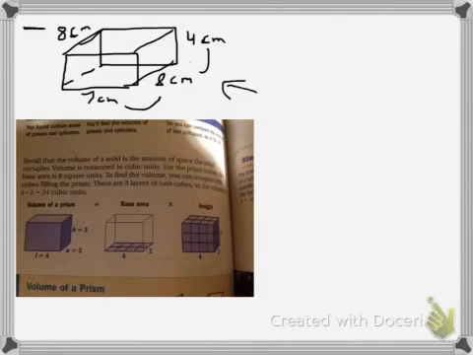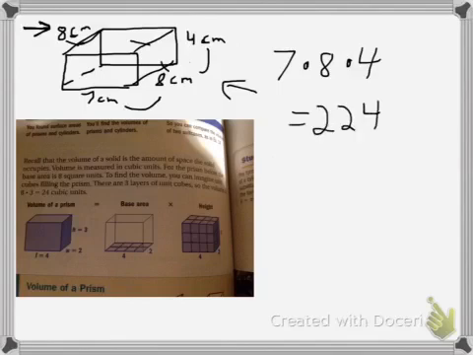This 8 over here, I don't need again. It's the same as this and the same as this. Those are all the same measurement of 8. So we're just using the 7 times this 8 down here times the 4. So 7 times 8 times 4 is all you need to do. 7 times 8 is 56. And then 56 times 4 is 224. And then this does have units, and it's centimeters cubed.